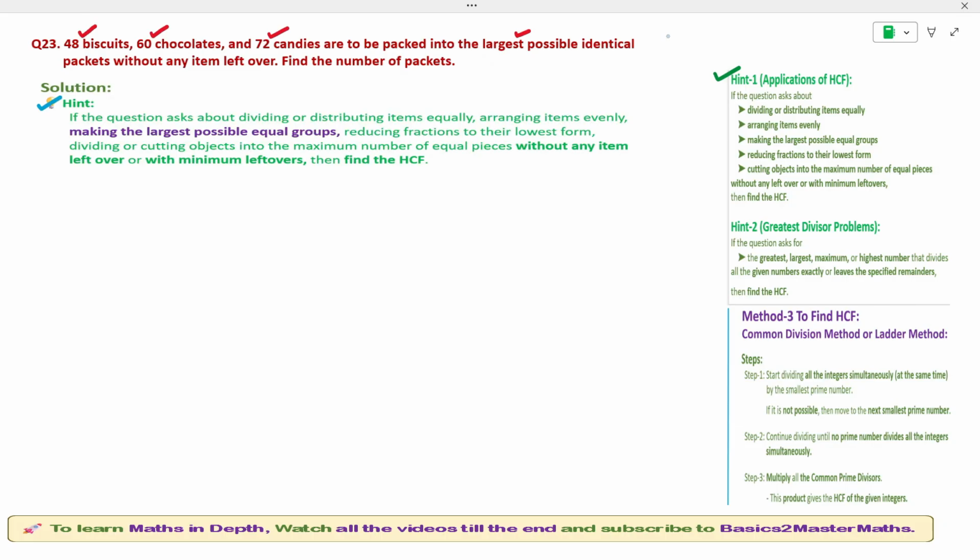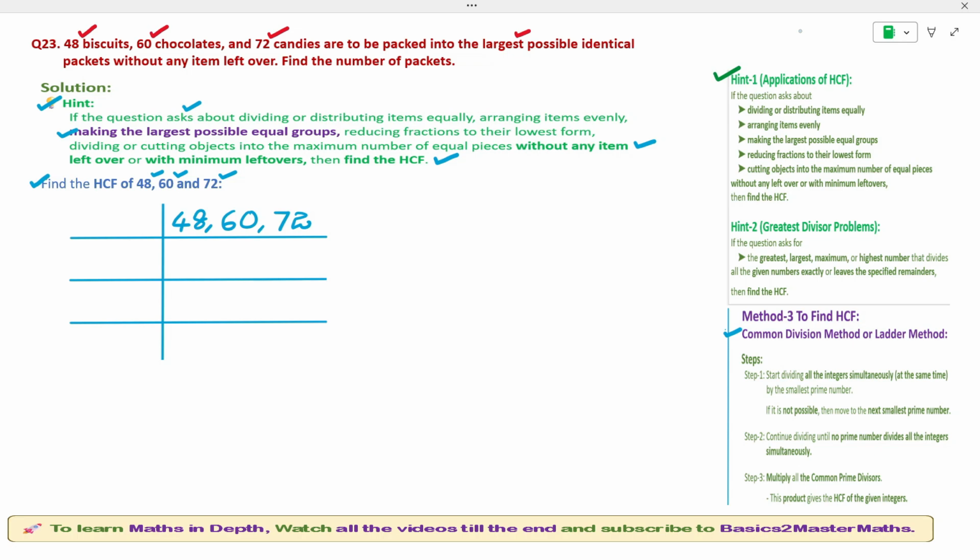Hint: if the question asks about making the largest possible equal groups without any item left over or with minimum leftovers, then we need to find the HCF. Let us find the HCF of 48, 60 and 72 using the common division method. Please use the divisibility rules to solve the problem.